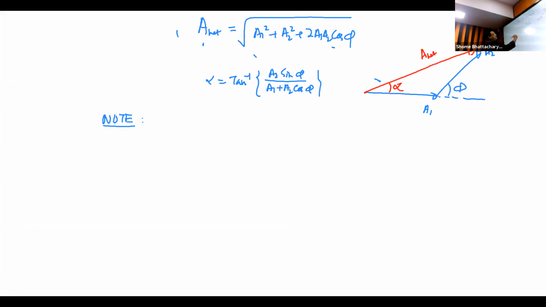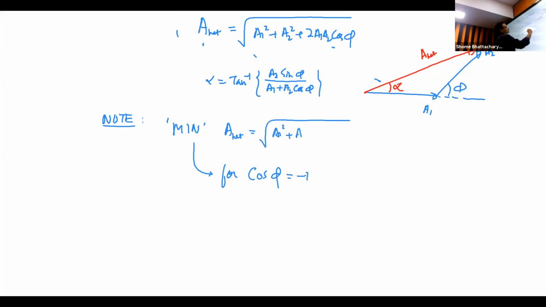Okay, so the minimum possible value. The minimum value of A net will be for cos phi to be minimum, so that is for cos phi to become -1. Okay, so in that case, it becomes square root of A1 square plus A2 square minus 2A1 A2.